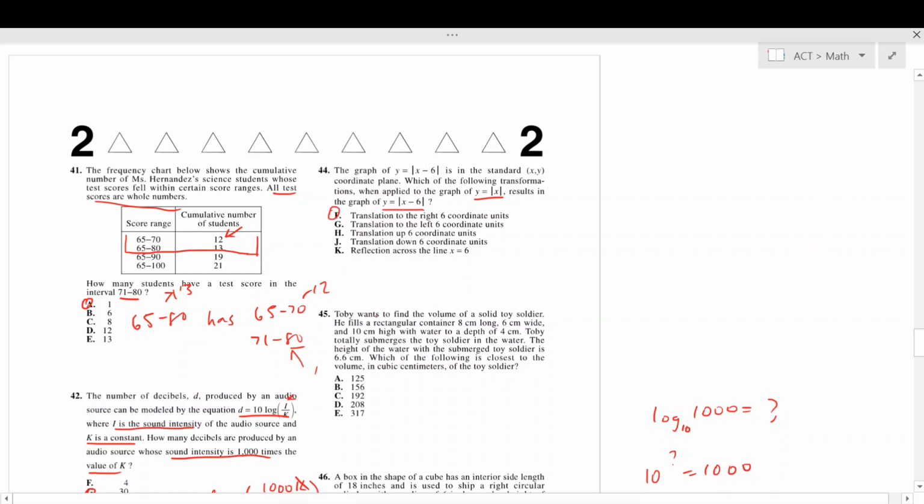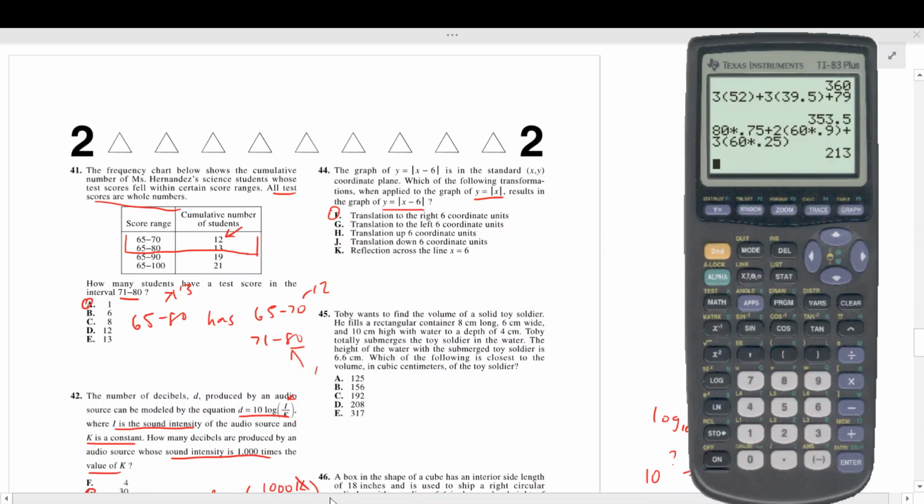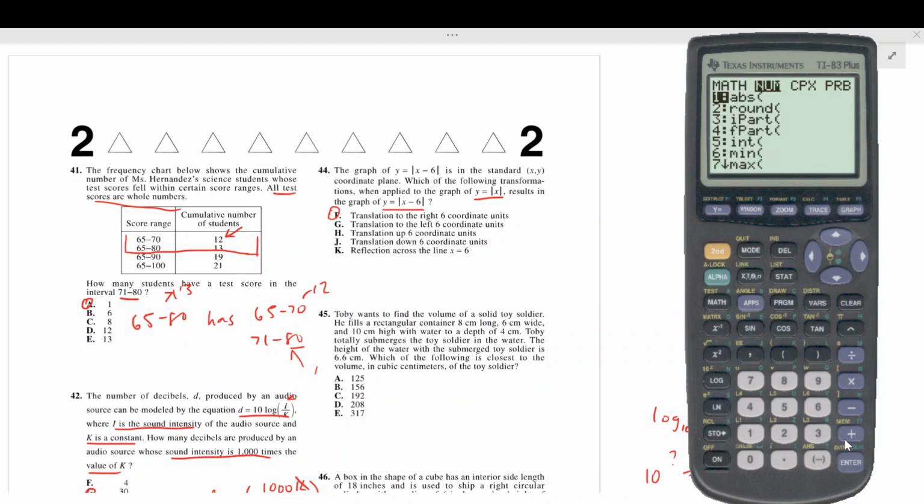If you didn't know that, or if you forgot that, what you could do is graph it. You can always graph it. That's what a calculator is really good for. So absolute value of x minus 6. The absolute value, you can find it here. You press math, you go right, and then absolute value is there, x minus 6.